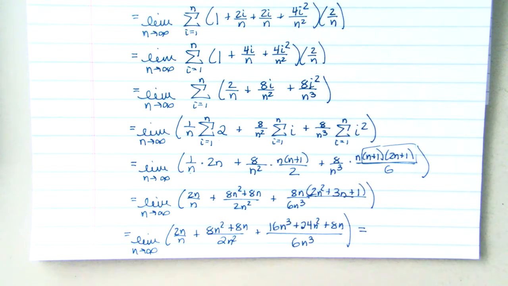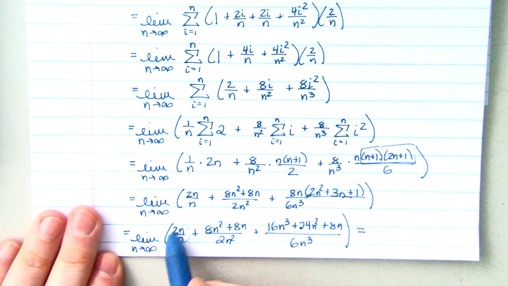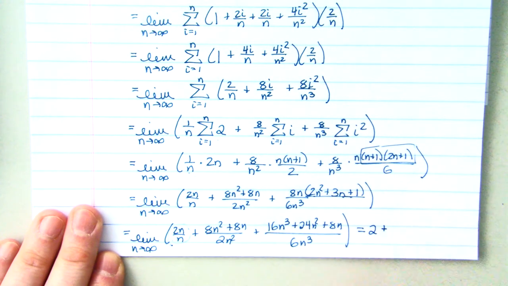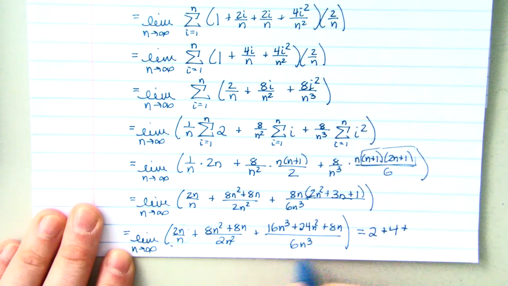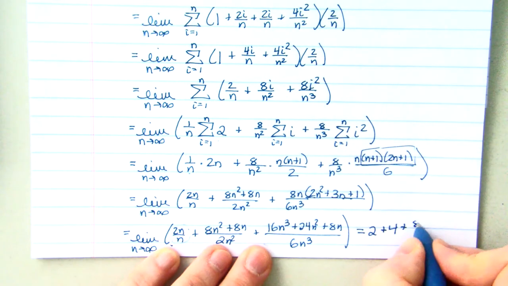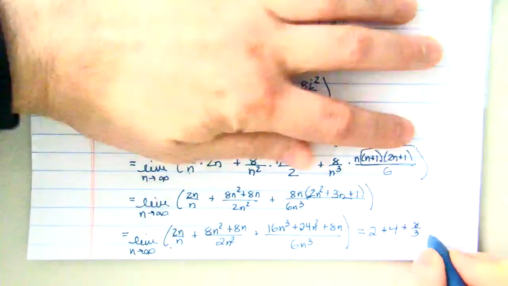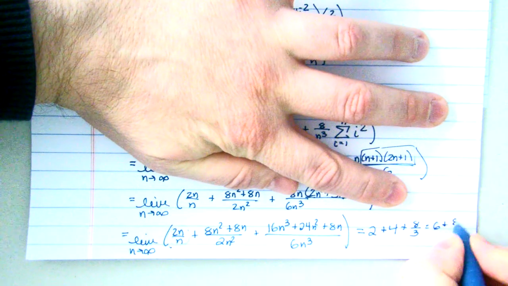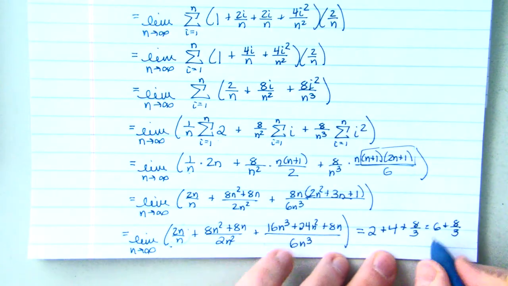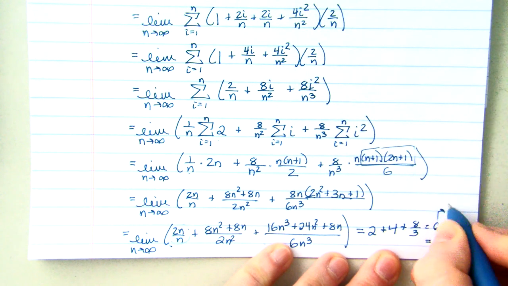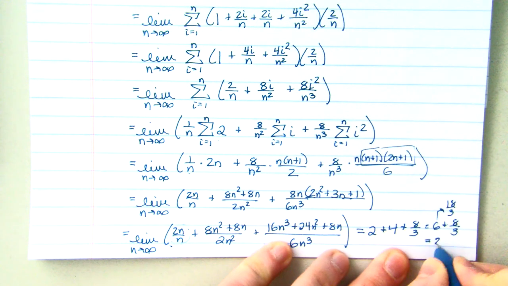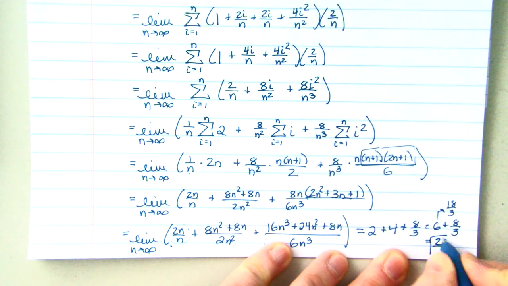And now I think I'm just going to cheat and go to my final answer, because I know the limit of this first part is just 2. Limit of the second thing is 4. And limit of the last thing is 16 over 6. Why don't I just call it 8/3? Add things together over here. We've got 6 plus 8/3, 12/3 plus 8/3. Oh, that's not right. Is that right? No, sorry. Yes. Wait. 6 plus 8/3 is 18/3 plus 8/3. We're going to get 26/3 for that limit.